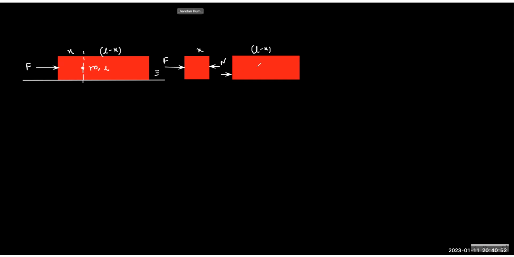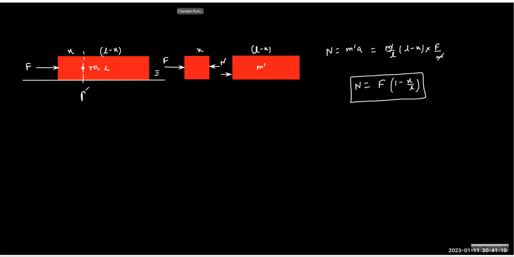And to get the answer, you can add the FBD of this part. Let's call the mass M dash. So you can directly write N equals M dash into A, and again M dash is M by L into L minus X, and A is F by M. It's the same answer. So you may be asked to find the normal as a function of applied force in a plank. This is called a plank. When we have a block of longer length, we call it a plank. Is this clear, guys? Yes or no? Yes, sir.